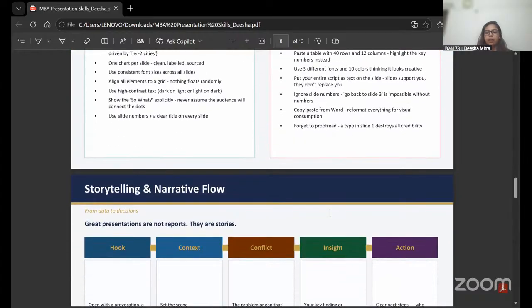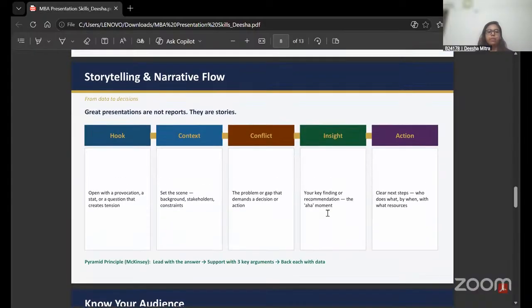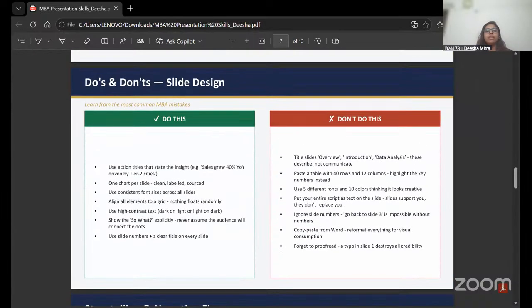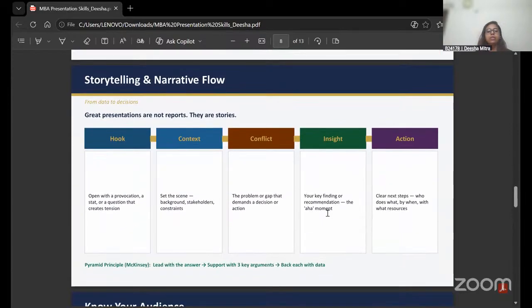Okay. Now, moving to the narrative flow. So till now we discussed more on the slide design aspect, on what are the different things that you need to keep in mind when you design your slide, right? Now this storytelling slide talks about how you present that slide. Again, this is somewhat similar to the framework that I discussed earlier.